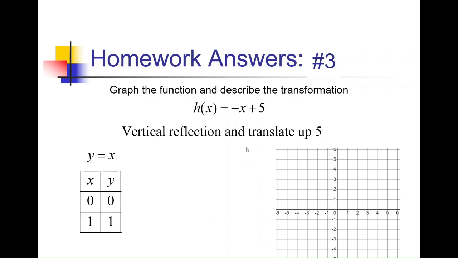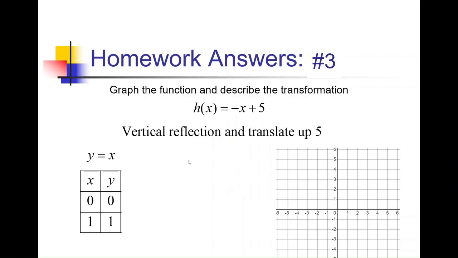Now, there's another way you could think about this. If you think of this as an inside sort of deal, this could be thought of as a horizontal reflection, but they look the same with a line. And if we factored a negative out, we would have negative and then x minus 5 inside, and we'd be shifting everything right 5, which would still end up giving us the same picture.